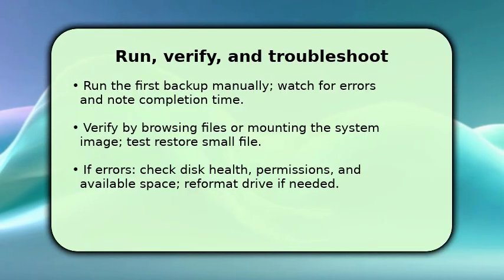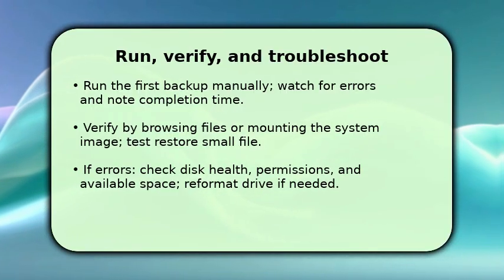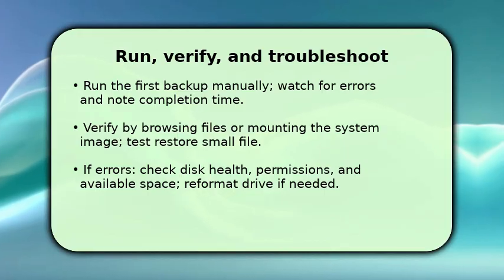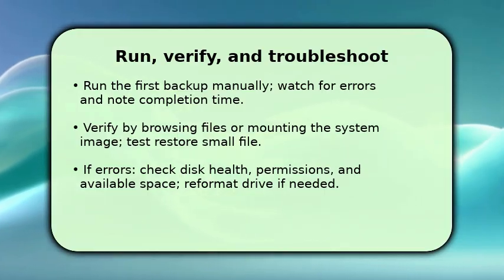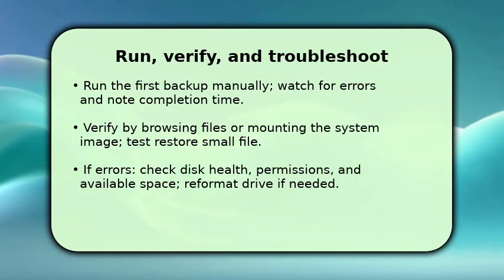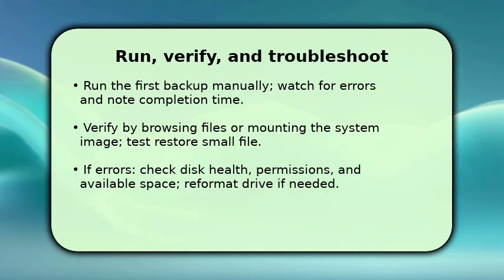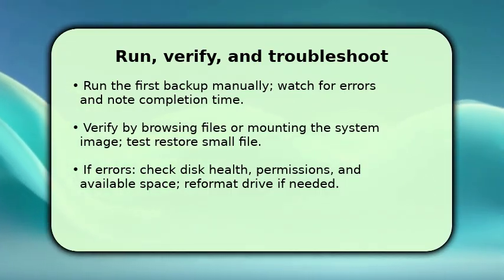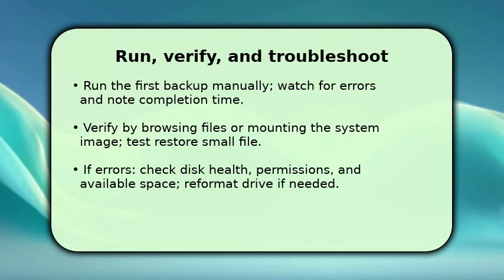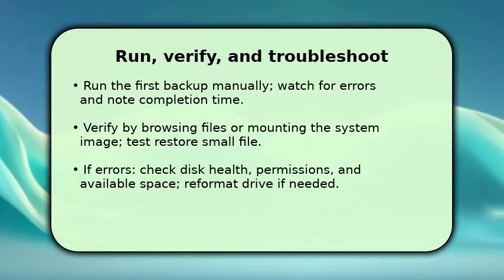Once complete, verify by browsing backed up files or mounting the system image and restoring one small file to confirm integrity. If something goes wrong, check the external drive's health and file system. Ensure you have the right permissions and enough free space, and retry. If corruption persists, reformat the destination drive after copying any salvageable data and run the backup again.